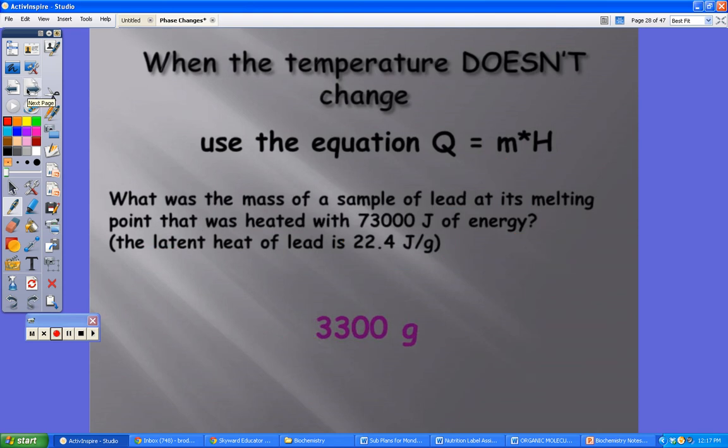Another example. What was the mass of a sample of lead at its melting point that was heated with 73,000 joules with a latent heat of 22.4? So latent heat goes in here. We are solving for mass because the question asks what was the mass. And in here, the Q value is the number of joules. So again, solving for that, you get about 3,300 grams.